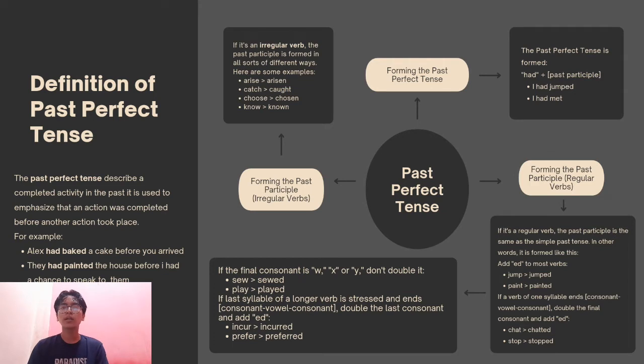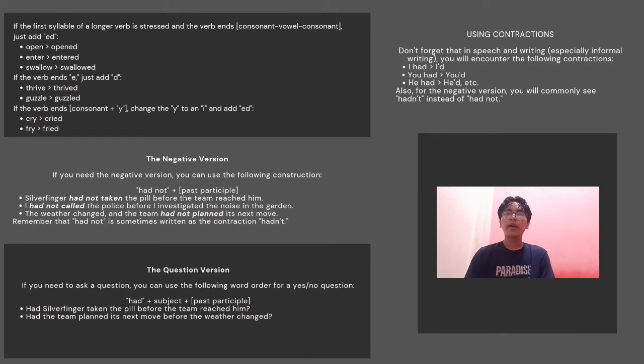But if the last syllable of a longer verb is stressed and ends in consonant or vowel plus consonant, double the last consonant and add -ed. And if the first syllable of the longer verb is stressed and the verb ends in consonant or vowel plus consonant, just add -ed. And if the verb ends in e, add -d. If the verb ends in consonant plus y, change the y to an i and add -ed. You can see all of the examples above.